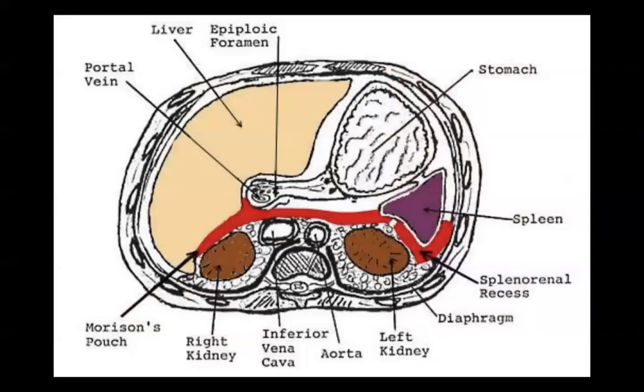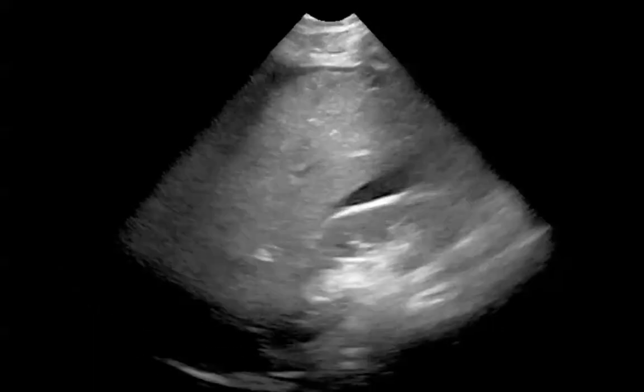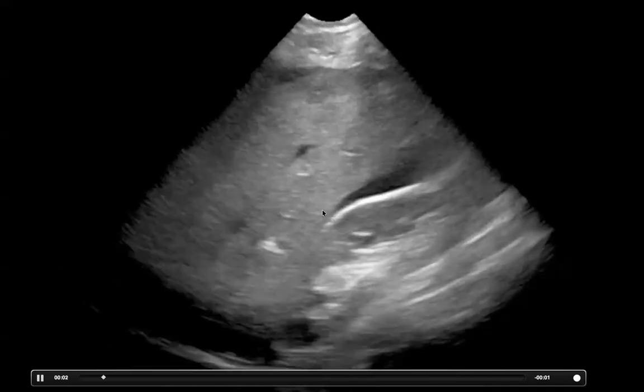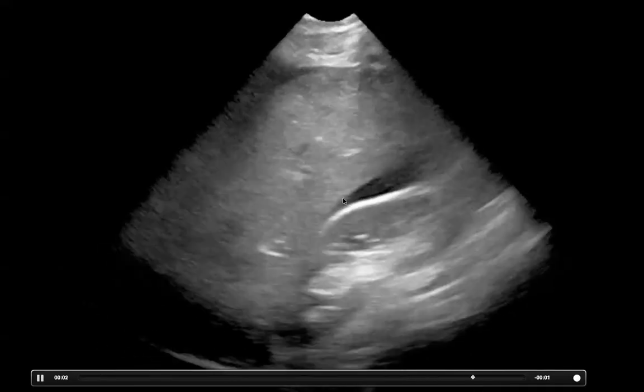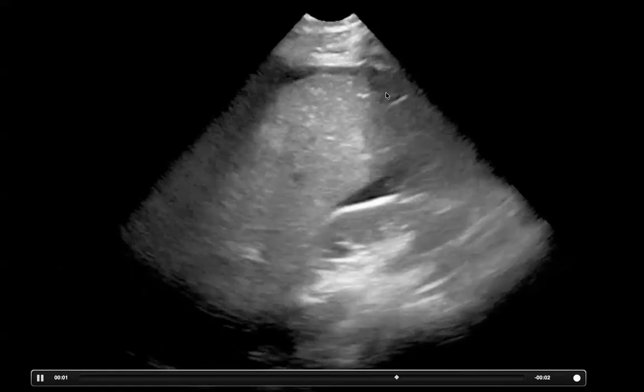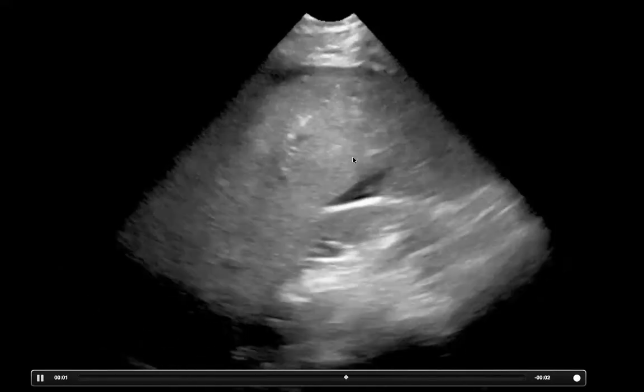And a picture depicting why Morrison's pouch in the splenorenal recess is the first place for free fluid to be seen, and that's because when a patient is laying right on their back, these are the little gutter areas where free fluid likes to fill up first. And so free fluid, as you can see, is depicted on ultrasound as black. This small little sliver of black is free fluid. And in this example, you can see free fluid that's surrounding this liver here.